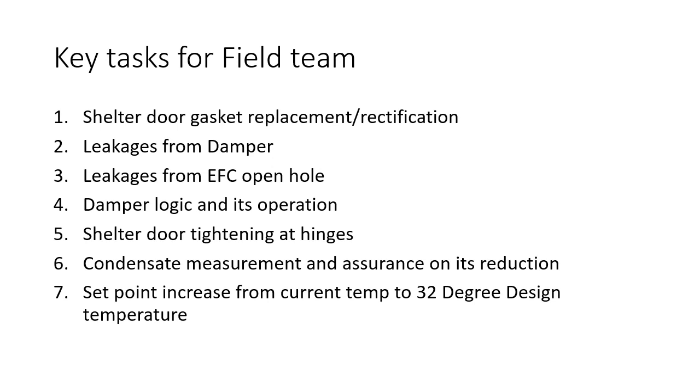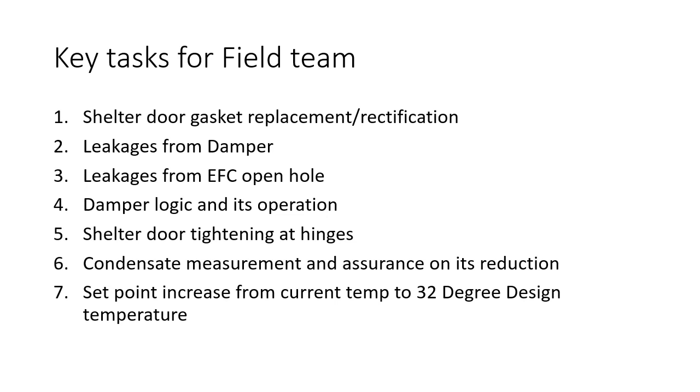Task number 4 is damper logic and its operation. As we discussed earlier in detail, the damper operates only in two conditions. Condition 1 is when the difference between your set point return air temperature and ambient air temperature is more than 5 degrees centigrade. Condition 2 is when the site is running on battery, and to ensure minimum cooling, the damper will open and run in emergency cooling mode. This operation logic has to be checked by doing a simulation at site. Task number 5 is shelter door tightening at hinges.